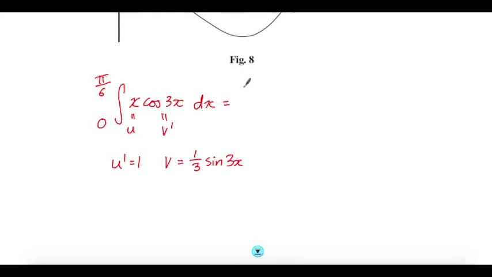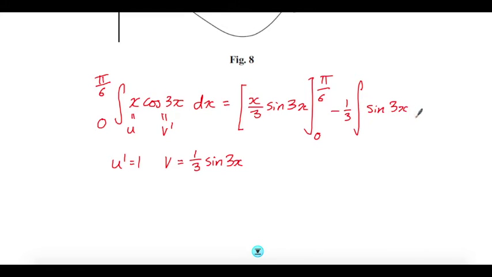So here we're going to have uv, so this is going to be x times by a third sine 3x, so x over 3 sine 3x between pi over 6 and 0, minus the integral of v du, so these two things times together, so that's a third sine 3x. I'm going to take that third outside, and again it's being between 0 and pi over 6. Right, I think we've earned the majority of our marks with that line of working.